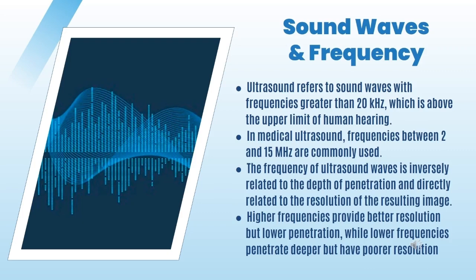Ultrasound refers to sound waves with frequencies greater than 20 kilohertz, which is above the upper limit of human hearing. In medical ultrasound, frequencies between 2 and 15 megahertz are commonly used. The frequency of ultrasound waves is inversely related to the depth of penetration and directly related to the resolution of the resulting image. So the deeper you go, the lower quality or resolution your image is going to be. Higher frequencies provide better resolution but less penetration, while lower frequencies penetrate deeper but have poorer resolution.